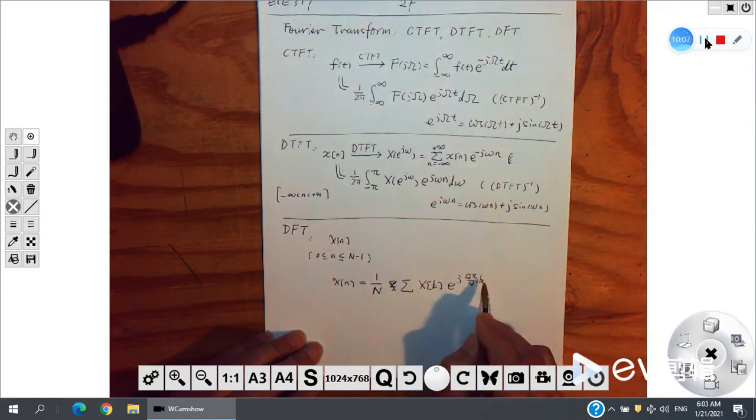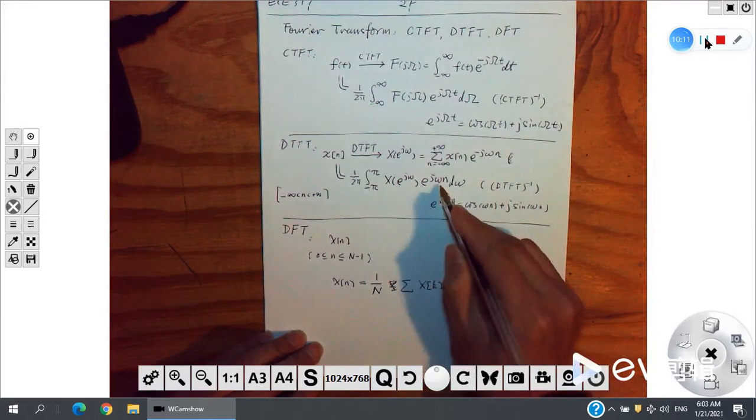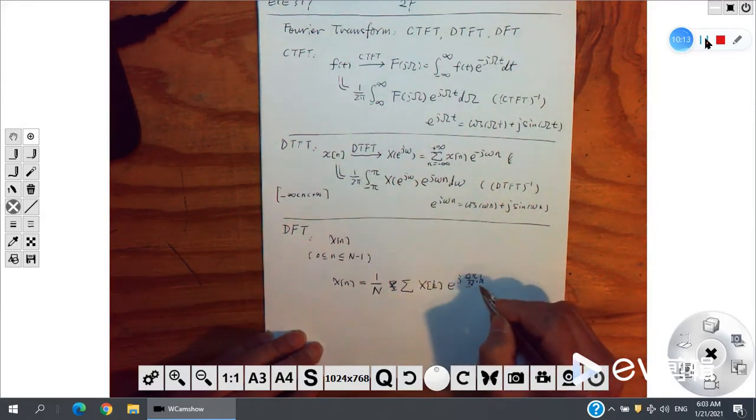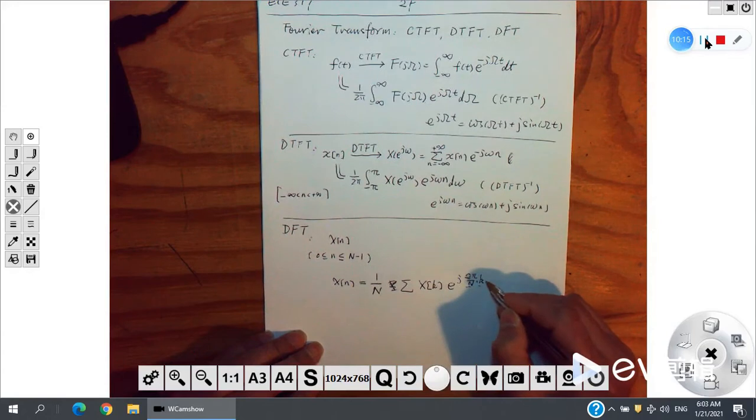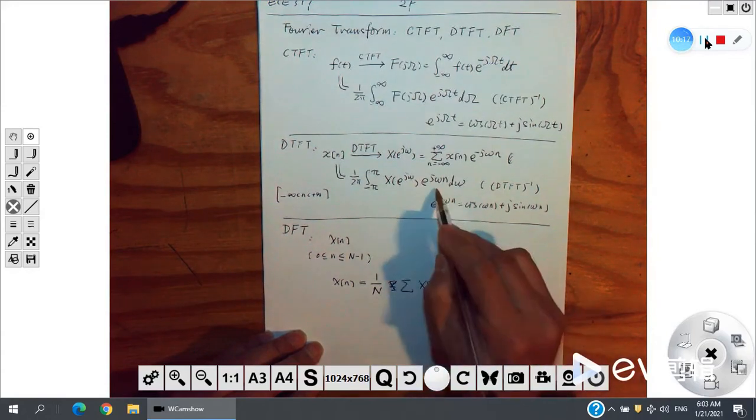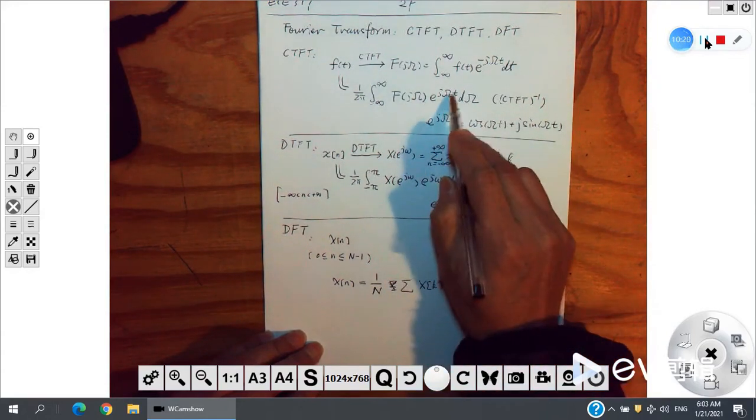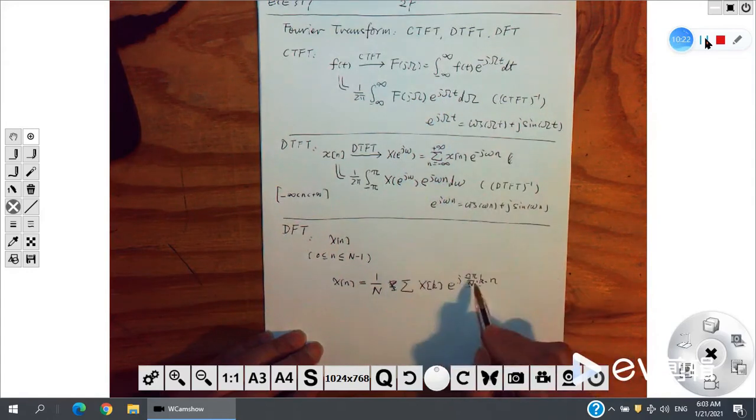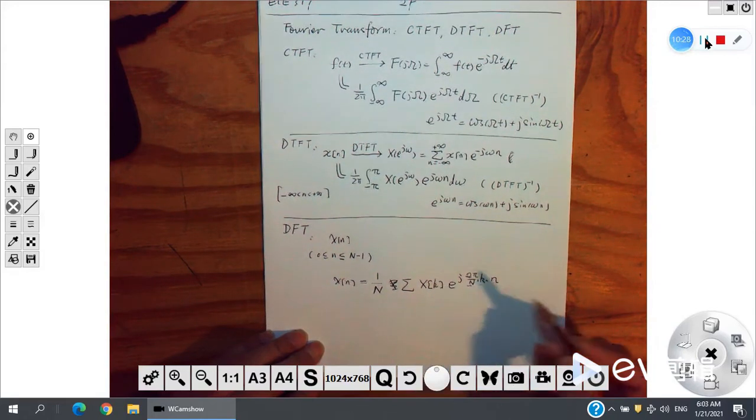Okay, this is the value related with omega, right? But now we only have finite numbers, and then times n. We still need n, right? So omega n. Here's omega n, here's also omega n, but omega is this one, 2 pi over n times k. So why is it 2 pi over n?